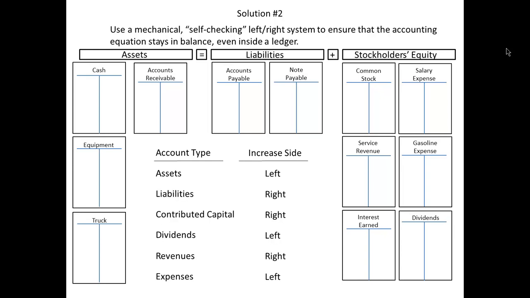And you should recall that if we want to show an increase in an asset, dividend, or expense account, we'll use the left side of the account page. If we want to show an increase to a liability, contributed capital, or revenue account, we'll use the right side of the account page.